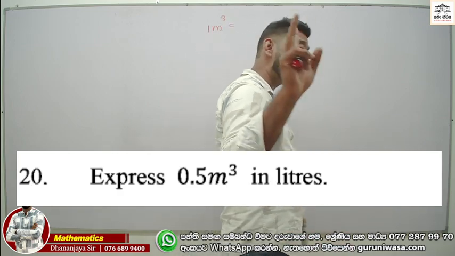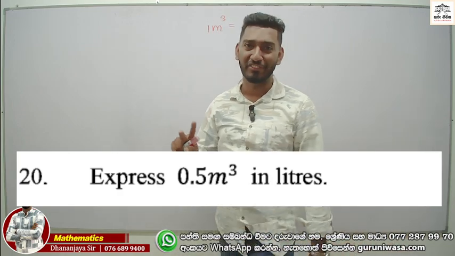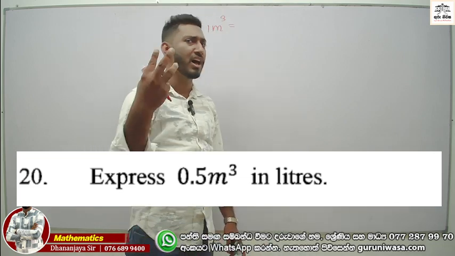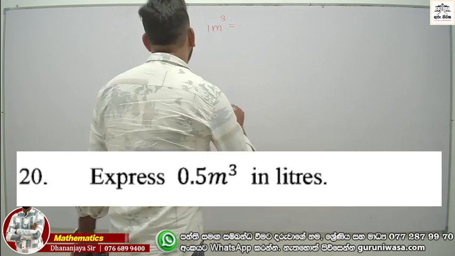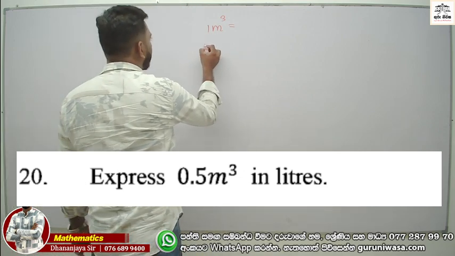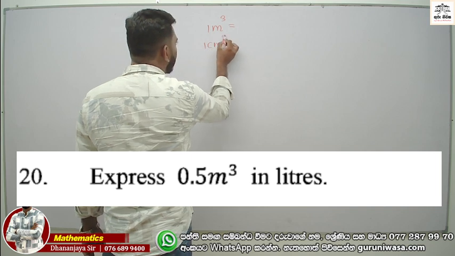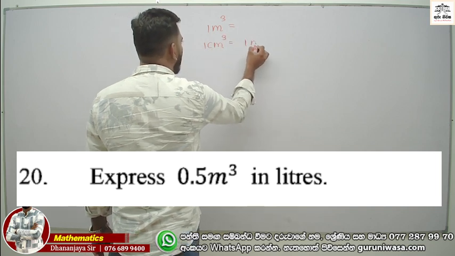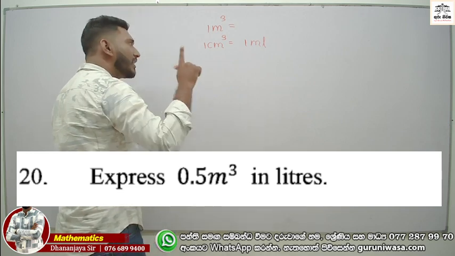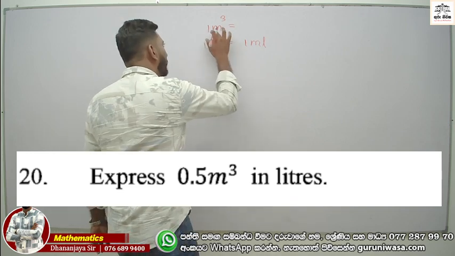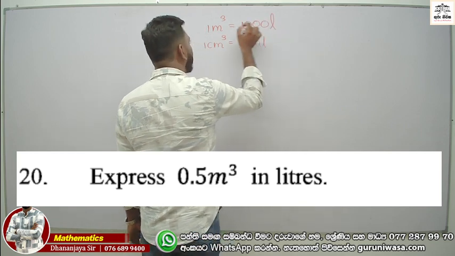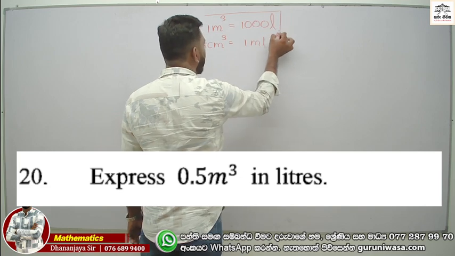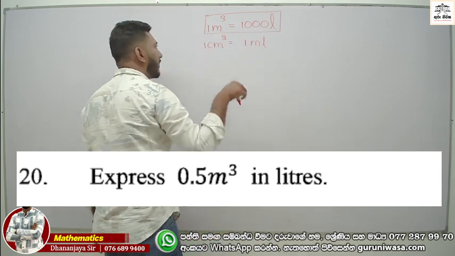There are three major things relevant to the volume lesson. There are three major things, and one is the cubic centimeter. 1 cubic centimeter is equal to 1 milliliter, as well as 1 cubic meter is equal to 1000 liters. Now this point is very important to this question.